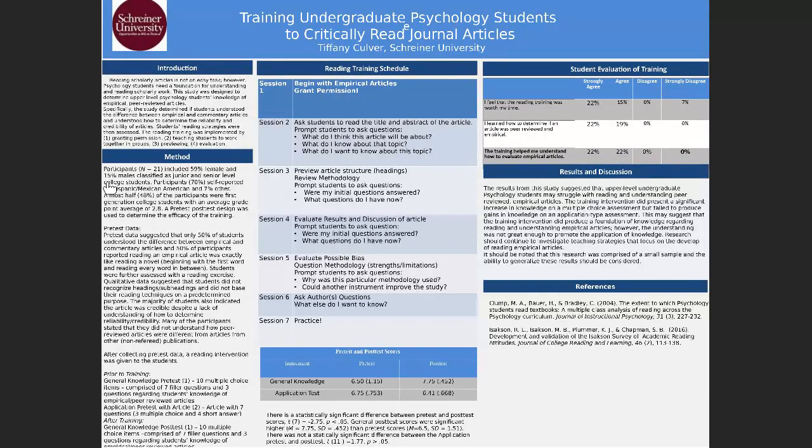So with that particular pretest, the highest score you could get is a 10. And my students scored a 6.50 on that. Okay. The other pretest was an application pretest with an article.